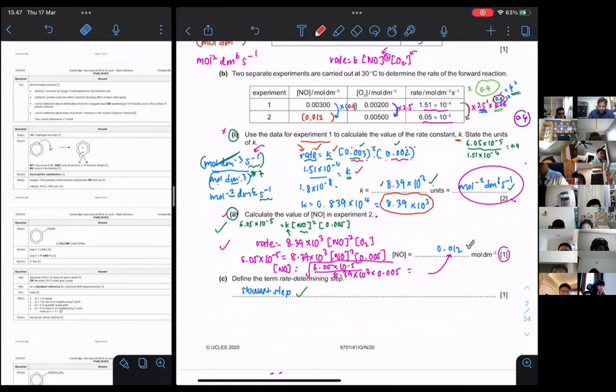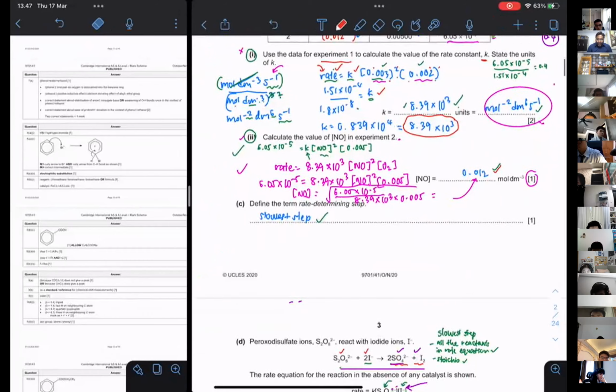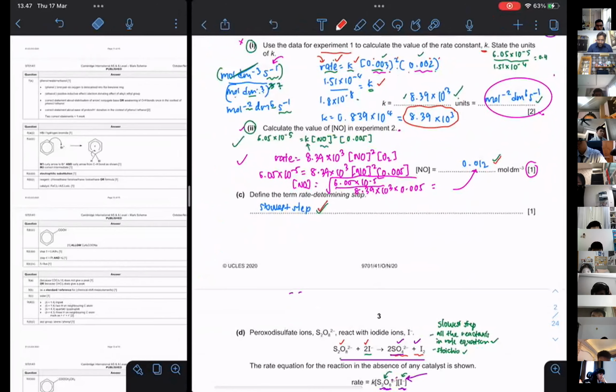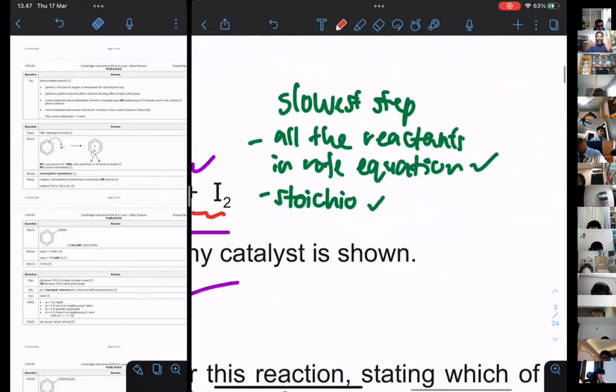Okay, define the rate determining step. The rate determining step is the slowest step, the slowest step in a multi-step reaction. So what is meant by slower step? This is the answer for the slower step. But what is slower step? I think a lot of students don't understand what is a slower step.